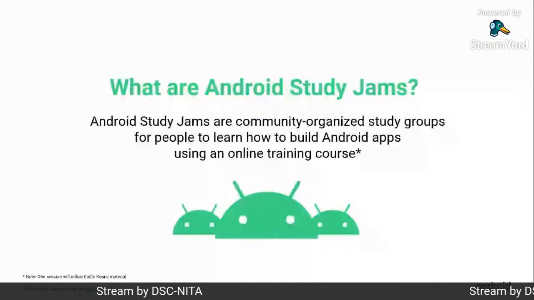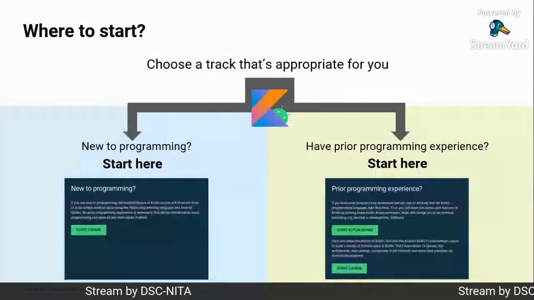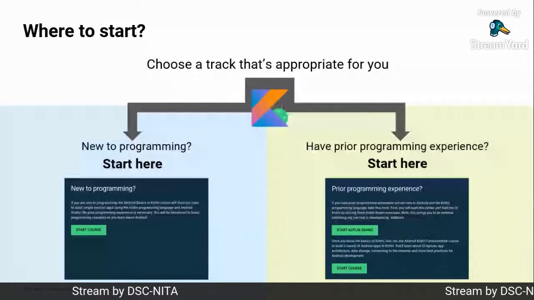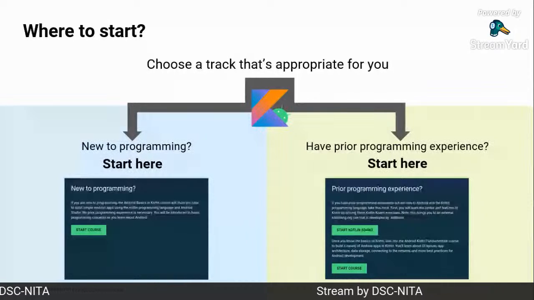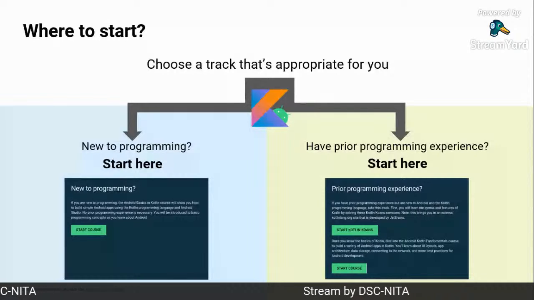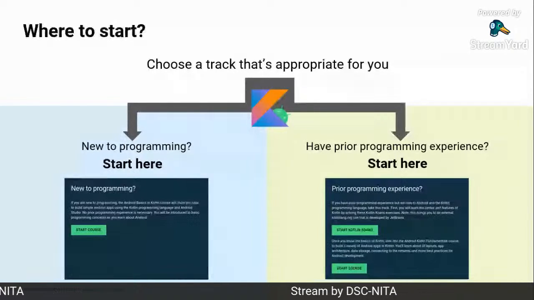We started here in the first session, where I told you about two tracks: the New to Programming and the Prior Programming Experience track. You all started from the New to Programming track, and a lot of you have completed this track and made the Dice Roller app. Congratulations to them. Now you have to start the Prior Programming Experience track, the other main track. We are going to talk about both in this session.